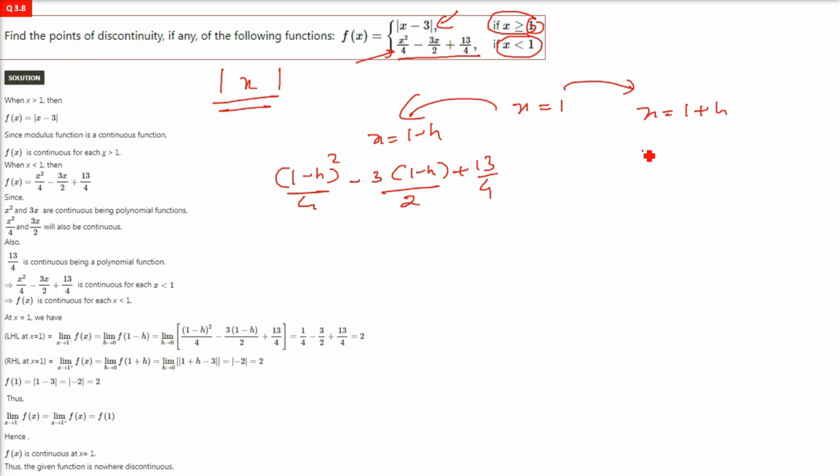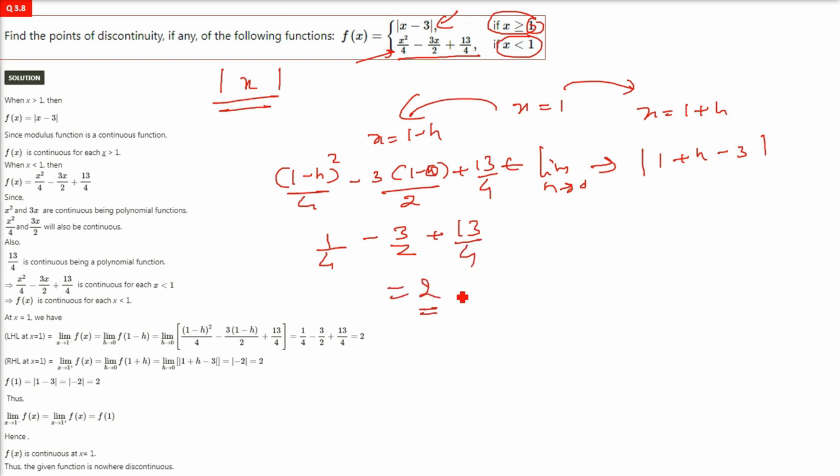Now let us place x equals 1 plus h. So |1 plus h minus 3| it is. So rather than opening it and keeping h equals 0, you can directly put limit h tends to 0 on both sides. So this will be 1 by 4. This will be 3 by 2. This will be 13 by 4. When you take the LCM and solve it, it is going to be 2. On the right hand side, h is 0. So 1 minus 3 is negative 2. And when you take the modulus, it will be 2.